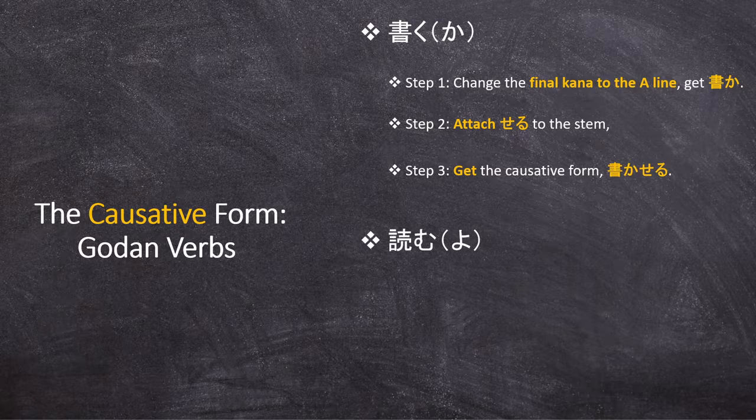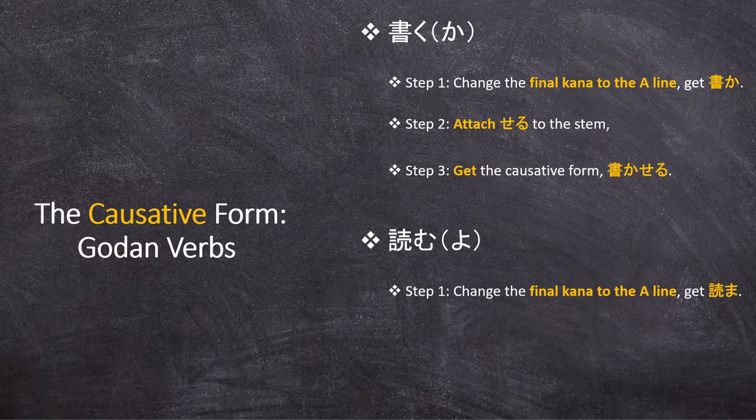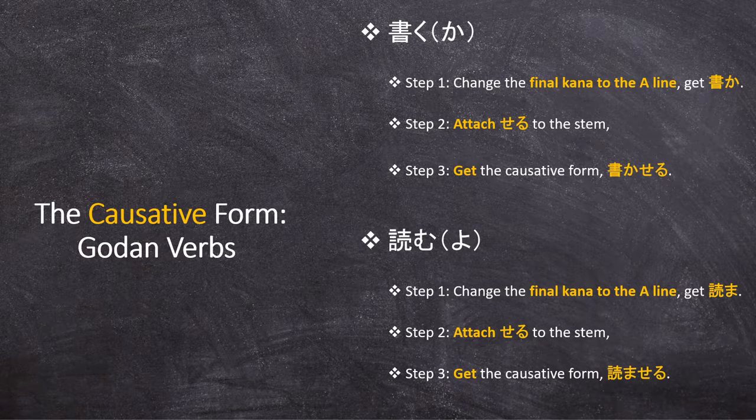And let's do this for the verb yomu also, meaning to read. So, as you might have guessed, the first step is to change the final kana to the A line, and this is how we will get yoma. After that, we are attaching seru to the stem that we have gotten in this way, and this is how we will get its causative form, and that is yomaseru. So once again here, the first step is the crucial one. You just need to change the final kana to the A line before you can attach seru to the stem and receive the causative form.